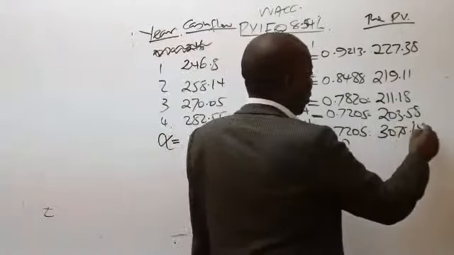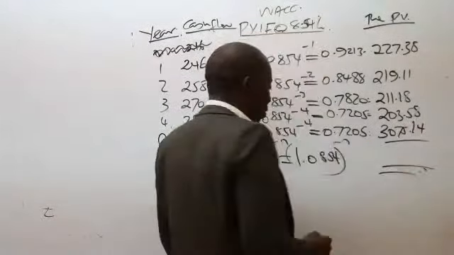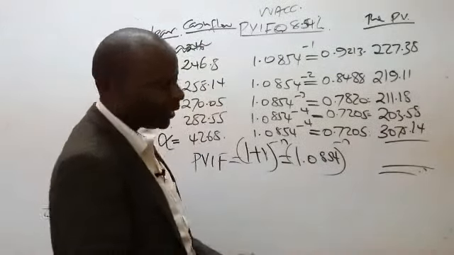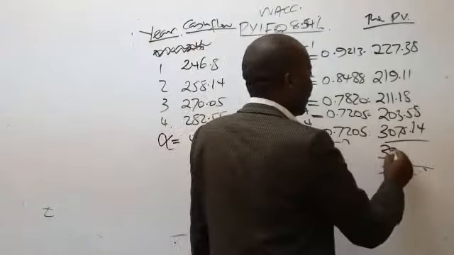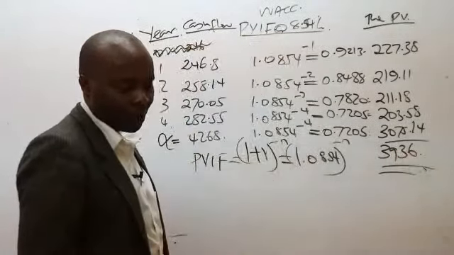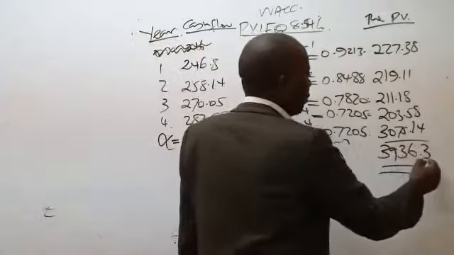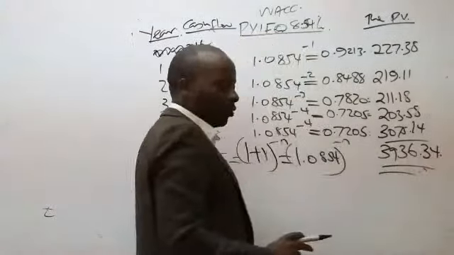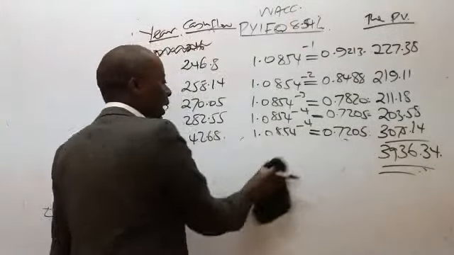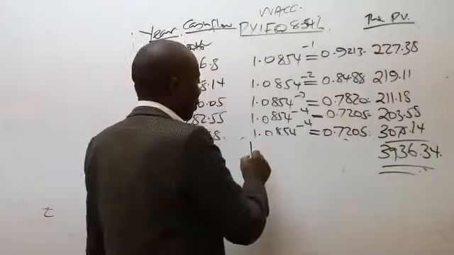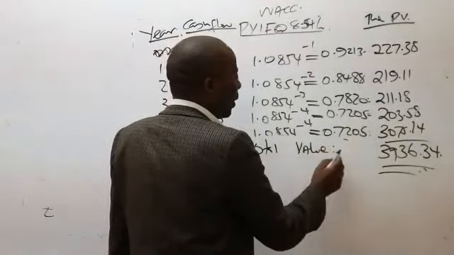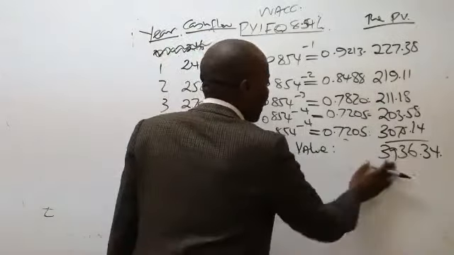So please give me the combined figure. It will be 3936.34. Thank you very much. So this is the total value. If you want to know the synergy, less the current value.